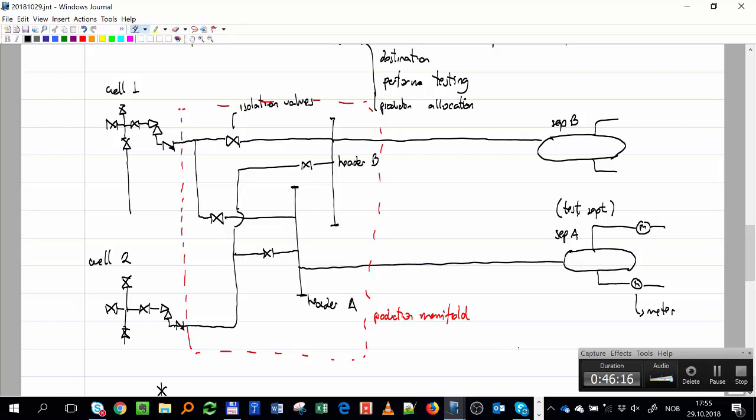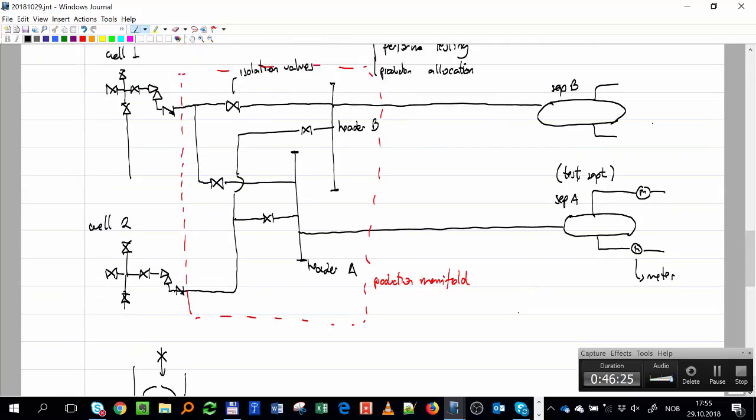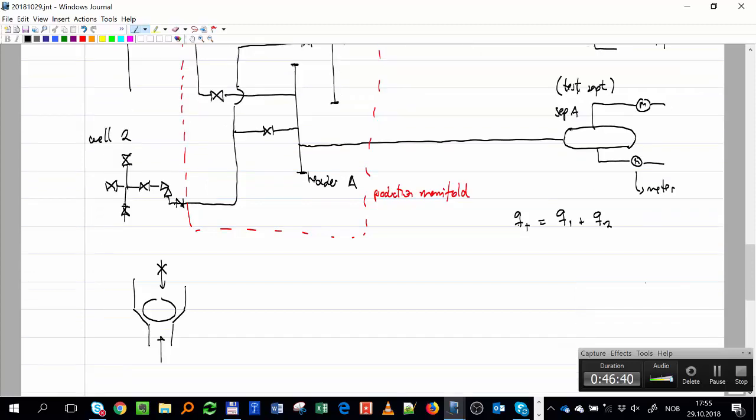That's basically just to determine how much. If I have this system, my allocation will be, so here I have Q total, some rate, let's just put Q total. Q total is made out of well 1 plus well 2. So I go and measure, and my allocation factor tells me F1 is Q1 divided by Q total, and F2 is equal to Q2 divided by Q total.